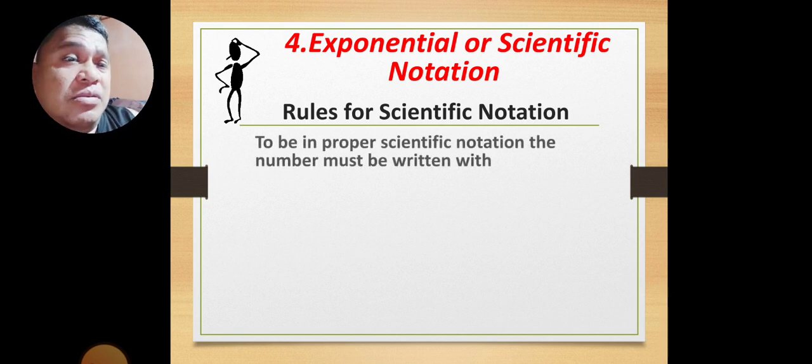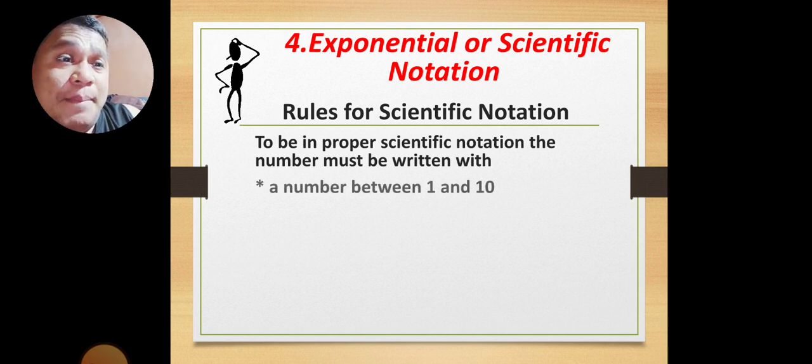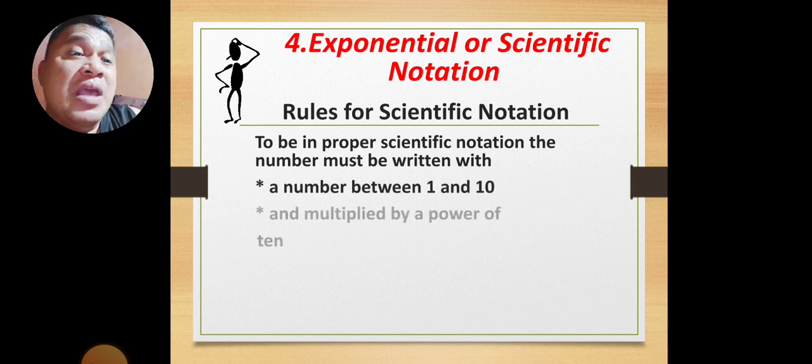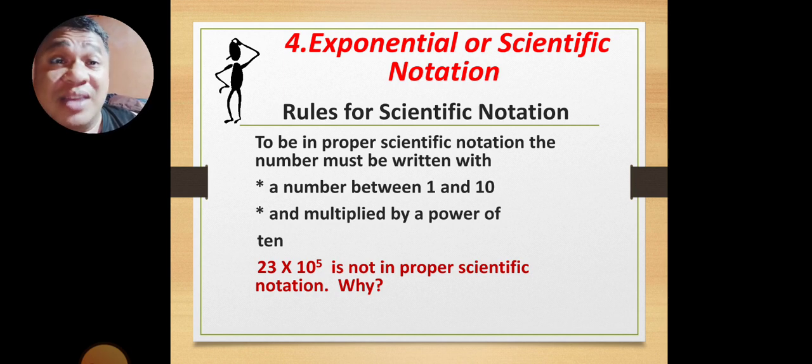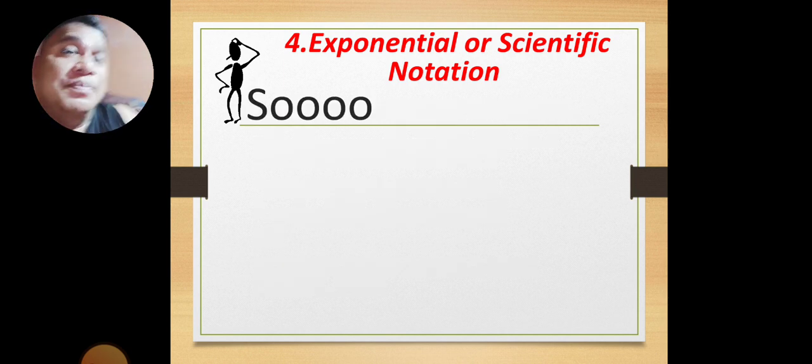Rules for scientific notation. To be in proper scientific notation, the number must be written with a number between 1 and 10. That's your base. And of course it is multiplied by a power of 10. So 23 times 10 raised to the power of 5 is not a proper notation, because 23 is not within 1 to 10. You should change the 23 to 2.3. That is a very safe answer.